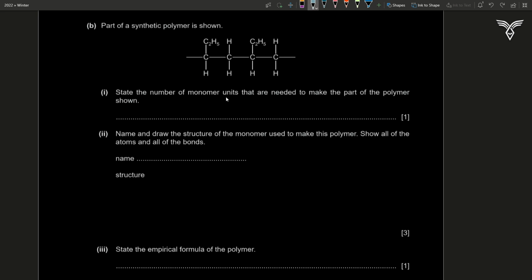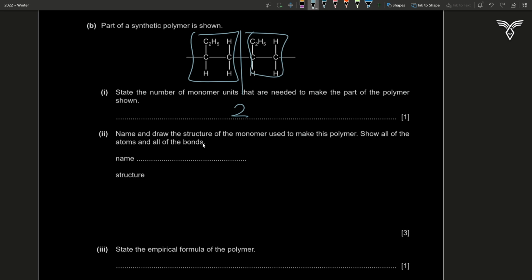Where does the repetition happen? A carbon with a chain on it, then a carbon with two H's. What's the repetition I have here? This is one unit, this is one unit. How many units are there? Two. Allahu Akbar. Okay. Name and draw the structure of the monomer used to make this polymer.